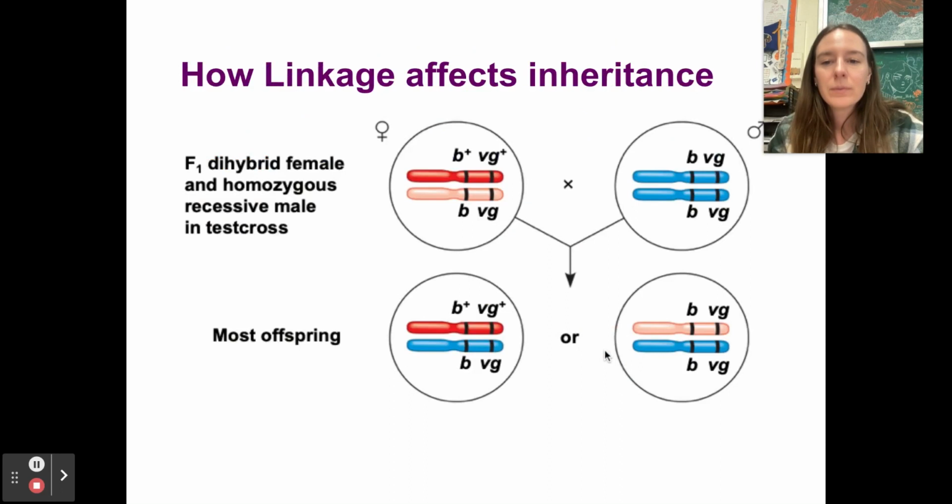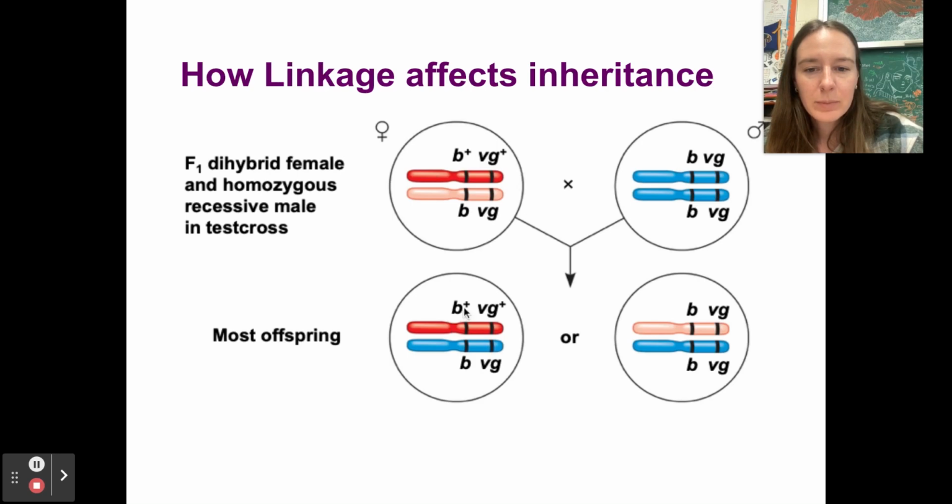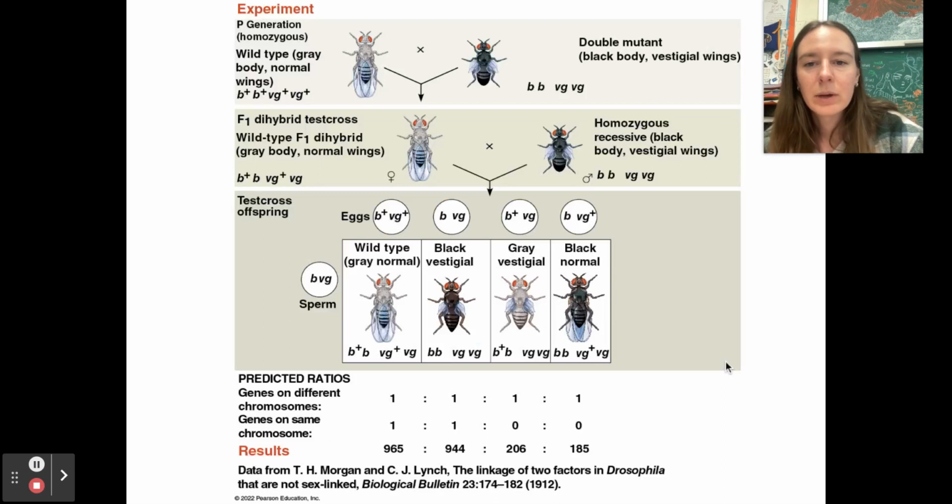Again, we are crossing a heterozygous, so we have B+ and B, that's the allele here. And then the vestigial, the wild type with the mutant, this is heterozygous. So this is a hybrid, and we're going to cross it with homozygous recessive for the B allele and the vestigial allele, the wing allele. This is what we saw just now.